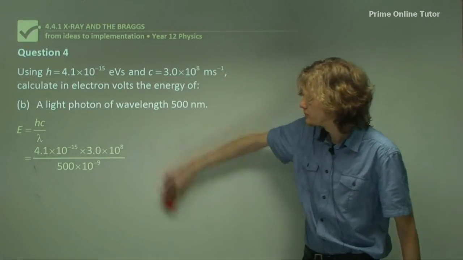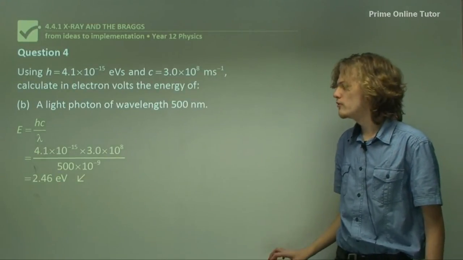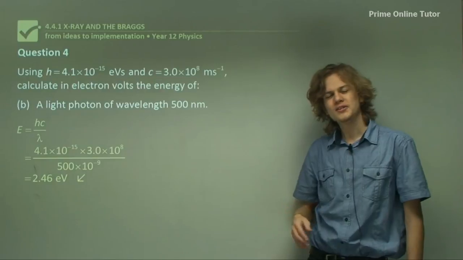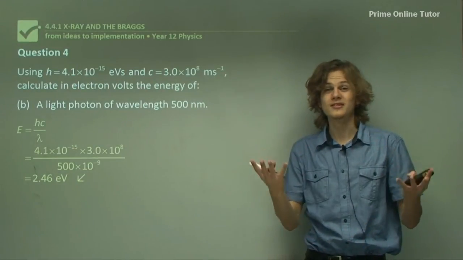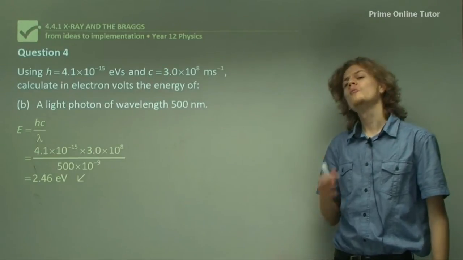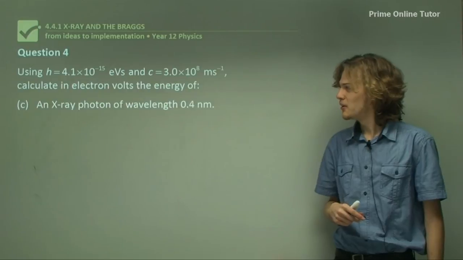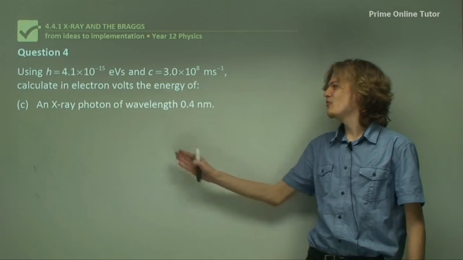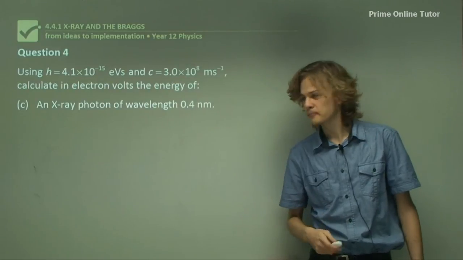So, put that into a calculator and you'll end up with an answer like this. 2.46 electron volts. So we can see that electron volts are very good for describing the energy of photons that we can see. Now there's one more part of this question, and you don't get any points for guessing what it is. Part C. Calculate the energy of an X-ray photon of wavelength just 0.4 nanometers.